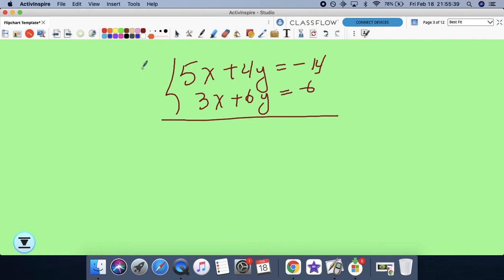Multiply the first line by 3. And multiply the bottom line by negative 5. This way, I get positive 15 here and negative 15 at the bottom. I can just add those two.